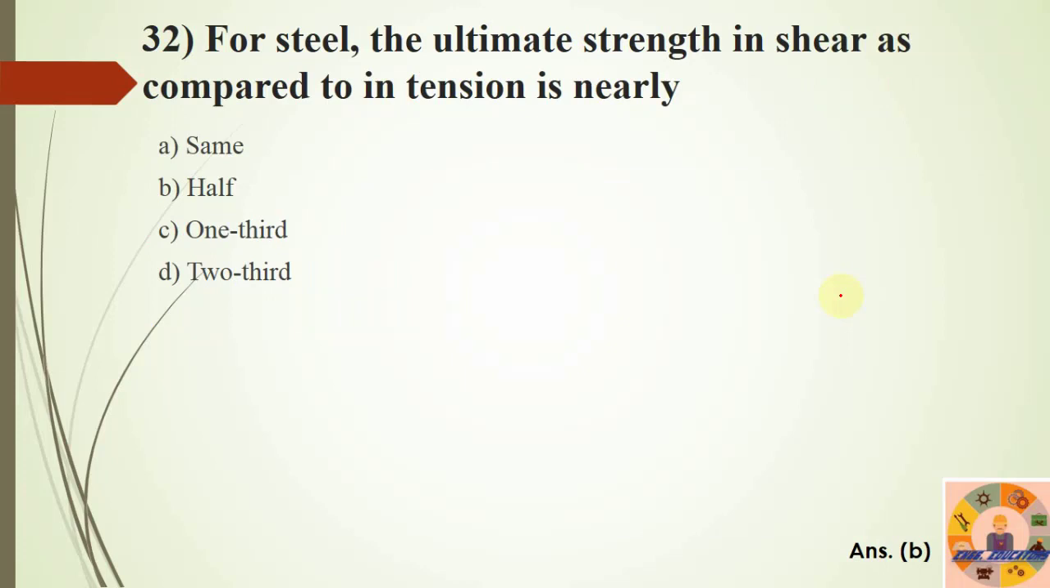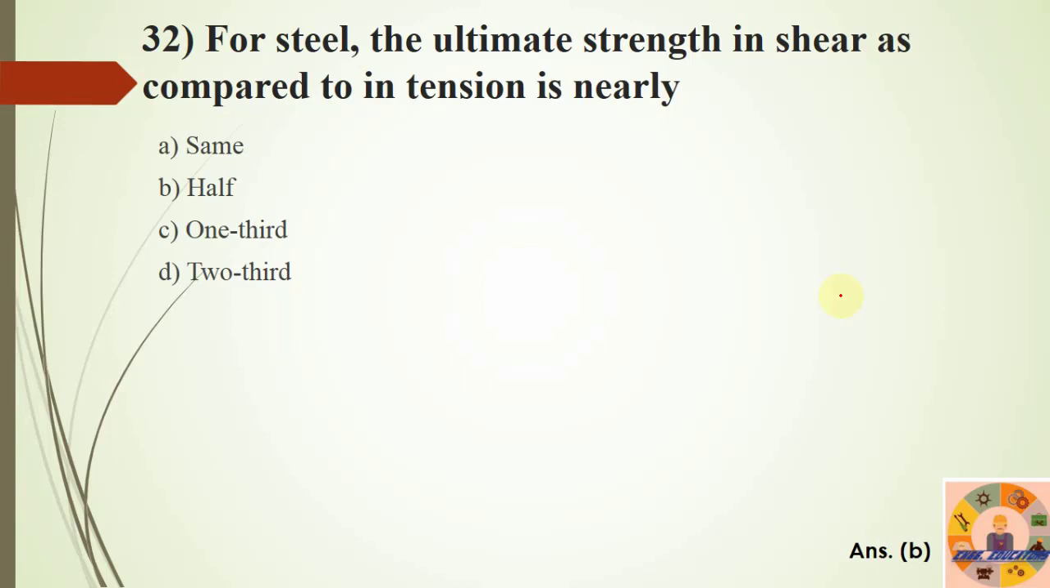Next question is for steel, the ultimate strength in shear as compared to in tension is nearly: option A same, option B half, option C 1/3, and option D 2/3.